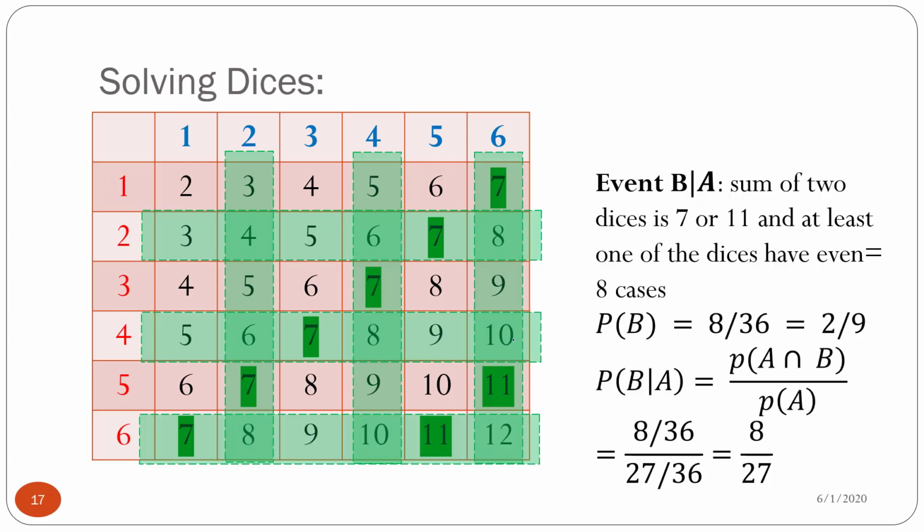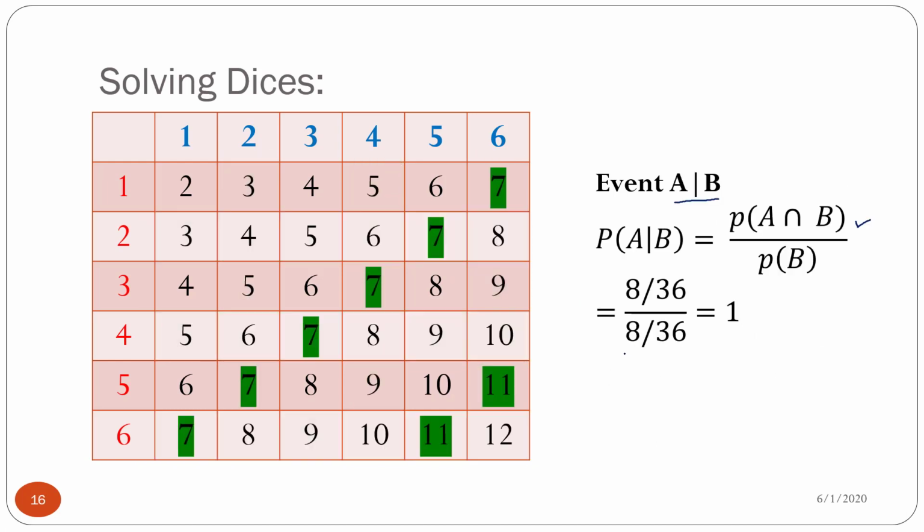How about the conditional probability of B given A? This is a little interesting, but if you follow along, we are following this expression: the conditional probability of A given B is the probability of A intersection B divided by the probability of B.